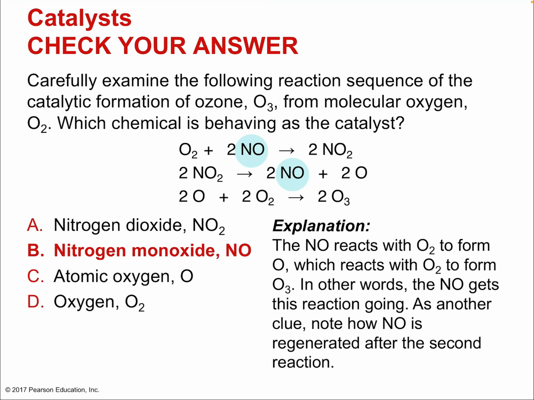Let's see the answer. It's the nitrogen monoxide. It's the NO. Why do we know that? Well, we know because it forms with the O2 in order to form O3. In other words, the nitrogen oxide gets this reaction going in the first place. As another clue, note how the nitrogen monoxide is regenerated after the second reaction, which means it'd be available again to keep the reaction going, which is a sign of a good catalyst.